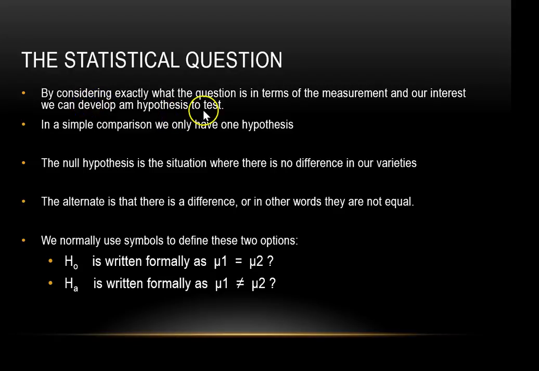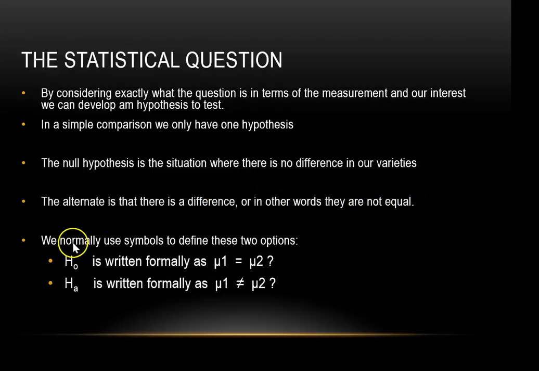So what we're doing when we look at the statistical question, we actually come up with a very simple comparison. We only have one hypothesis. Our null hypothesis in this situation is where there's no difference between our 2 varieties, and you can easily see that that could be the case. And the alternate, or the only other thing that could happen, is that there is a statistical difference, or in other words, that they are not equal.